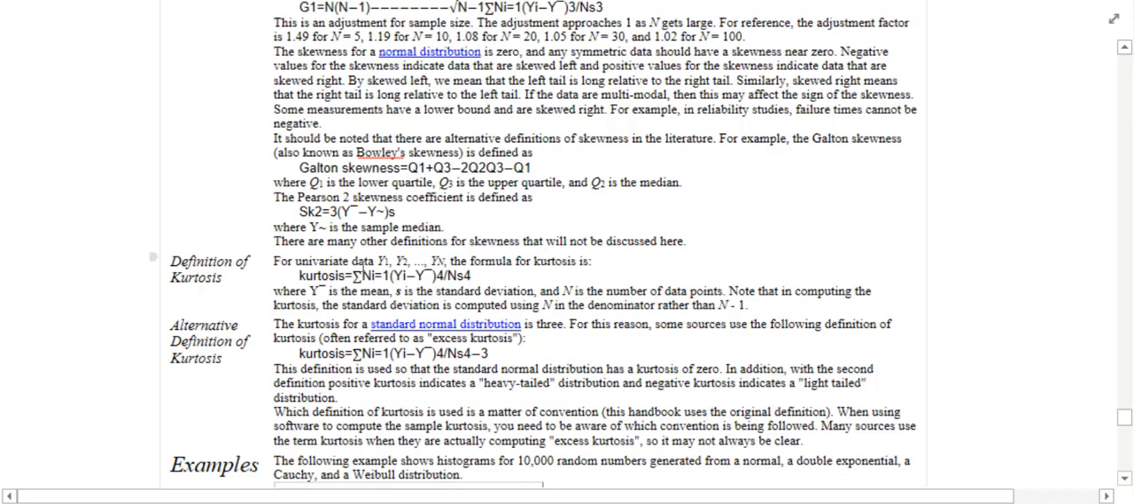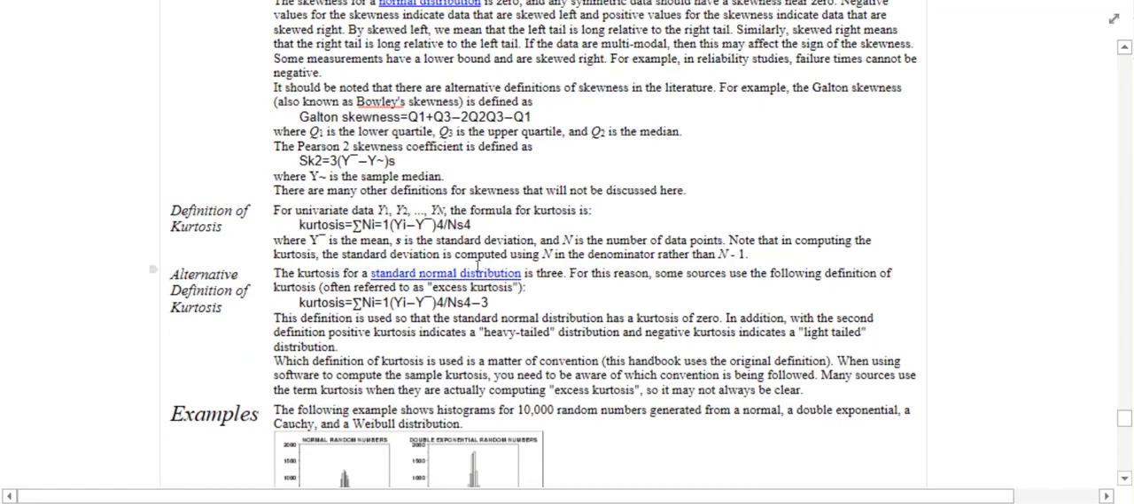So for kurtosis, again, a univariate data set, y sub 1, y sub 2 through y sub n. The formula is given here for kurtosis. Y bar is the mean, S is the standard deviation, and n is the number of data points. Again, n is in the denominator for standard deviation rather than n minus 1. Kurtosis for a standard normal distribution is 3. Because of that, some sources use the following definition of kurtosis, often referred to as excess kurtosis.